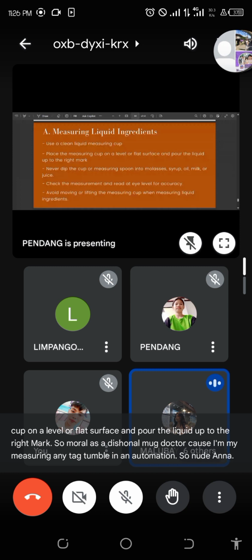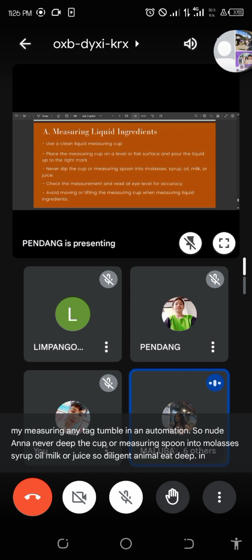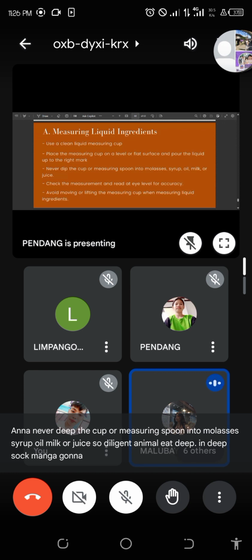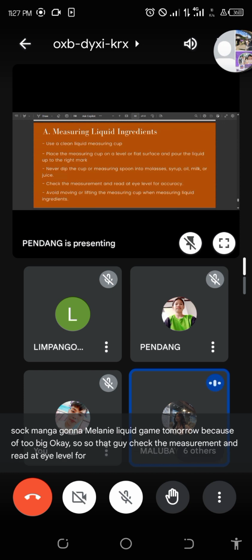Sunod, never dip the cup or measuring spoon into molasses, syrup, oil, milk, or juice. So, dili jud ani mo i-dip sa mga kanang mga liquid kay imura man na ipong or imura man na but nga dili man ani mo dili man na murag kabut mga kaso tubig. Okay. So, sunod kay check the measurement and read at eye level for accuracy.